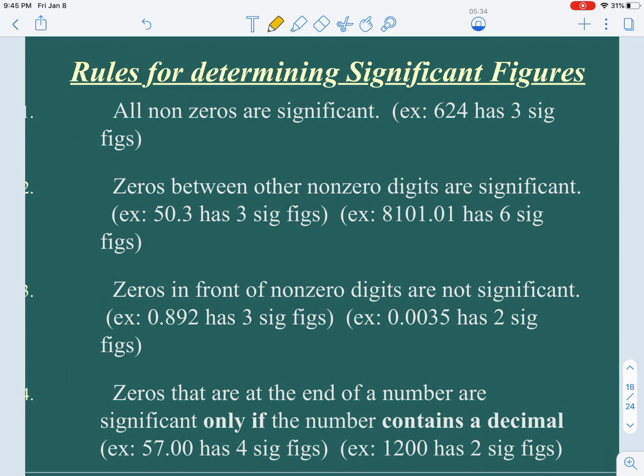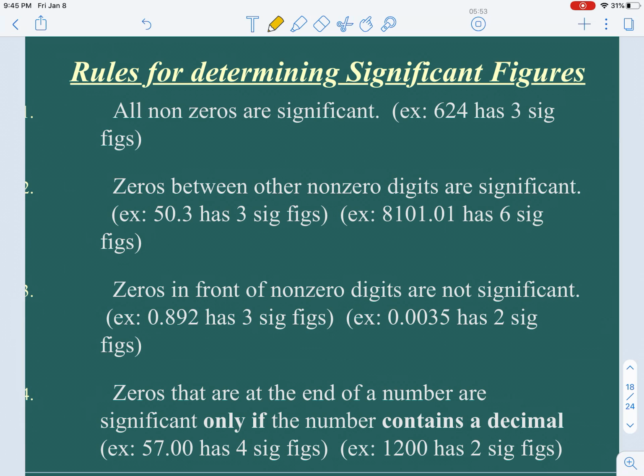Okay, so perhaps you're not super comfortable with non-zeros. Hopefully we understand that it's any number that's not a zero, a non-zero. So this would be a number 1 through 9. Those are all going to be non-zeros. So numbers 1 through 9 are always going to count.